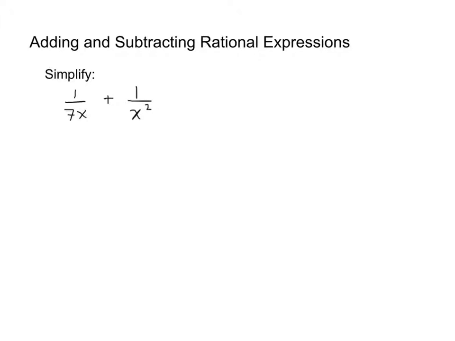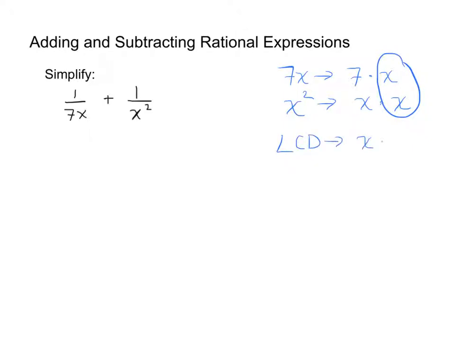So for this, I want to look at the factors of 7x. And those are 7 and x. What are the factors of x squared? x times x. So to find the lowest common denominator, I'm going to take the one that's common, which is the x, and then the ones that are there individually, 7 and x. So I actually end up with 7x squared. That's what I want to change both of these into, is 7x squared.